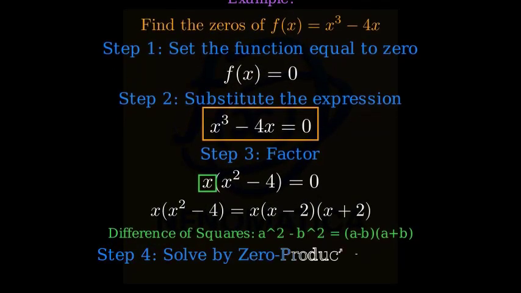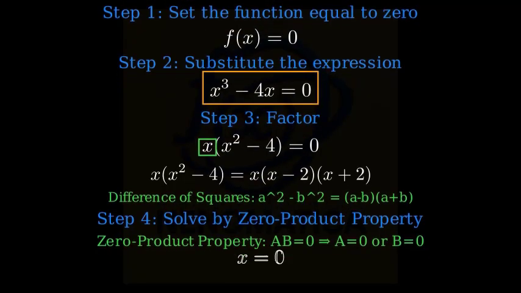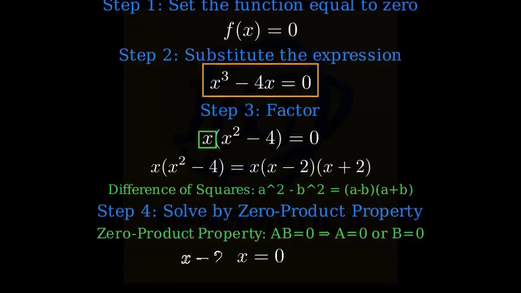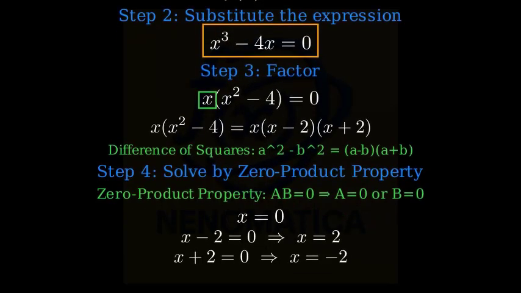Step 4. Use the zero product property. If a product equals 0, then at least one factor must be 0. First factor, x equals 0. Second factor, x minus 2 equals 0 gives x equals 2. Third factor, x plus 2 equals 0 gives x equals negative 2.